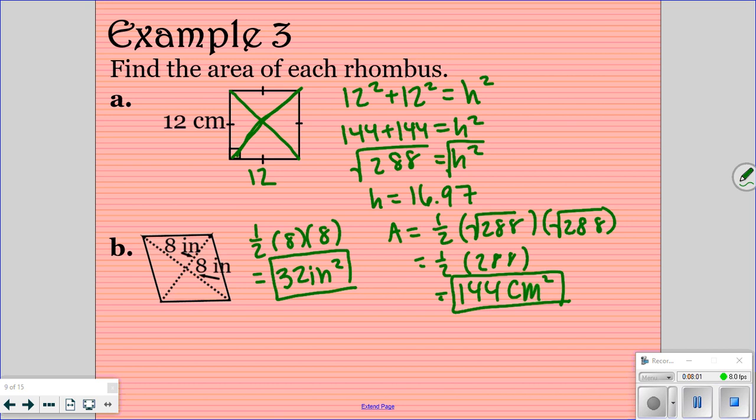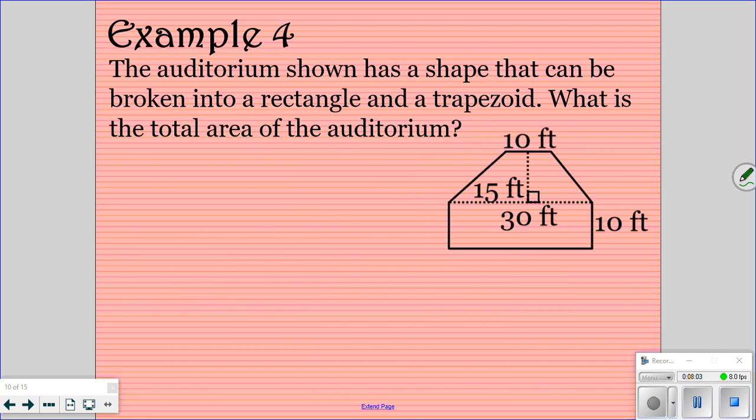We're going to look at one more example. We have an auditorium that has a shape that can be broken into a rectangle and a trapezoid. What is the total area of the auditorium? Well, this is the rectangle. And the rectangle's area is going to be 300 because it's 30 by 10.